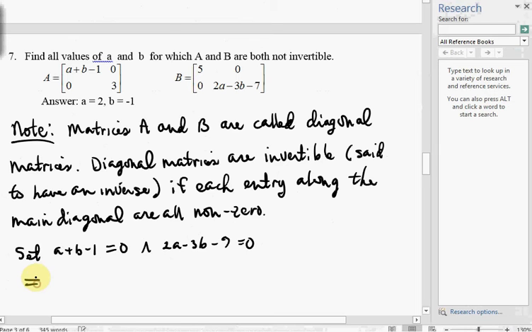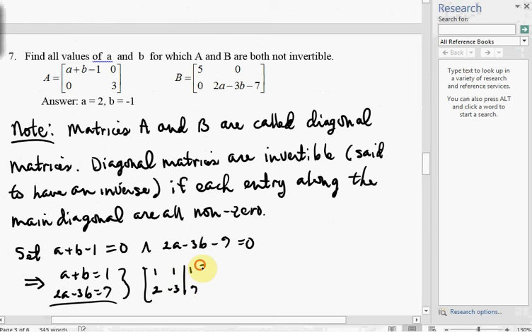So this implies that a plus b is equal to 1, and 2a minus 3b is equal to 7. Now that's just a simple system that can be solved, right? So 1, 2, 1, negative 3, 1, and 7. And when you're finished, you end up with a is equal to 2 and b is equal to negative 1. Any questions there?